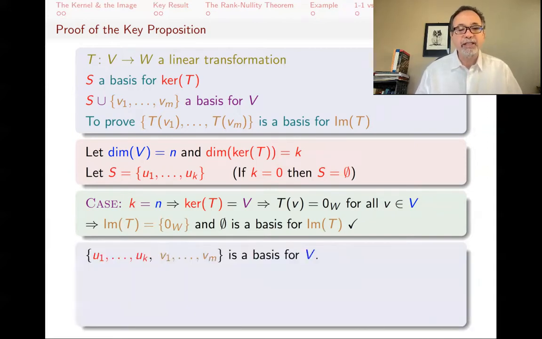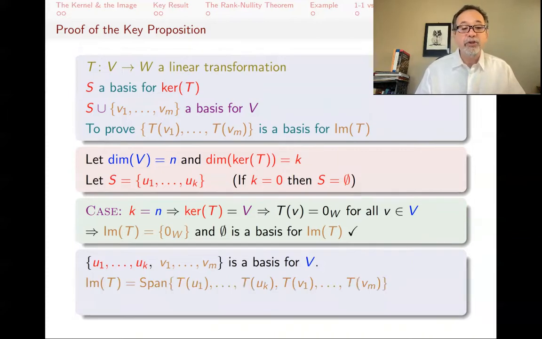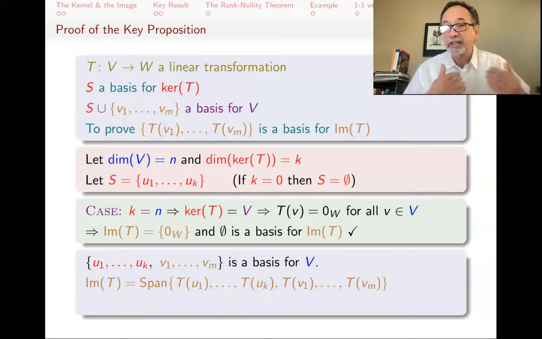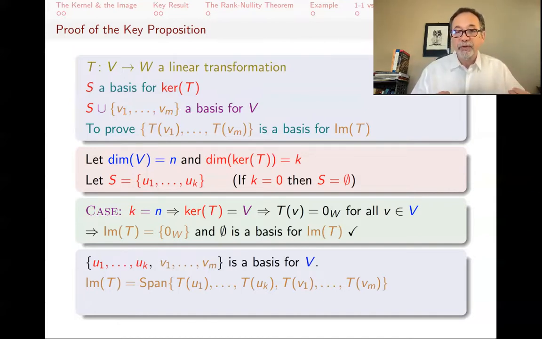Okay, so now for the general case, I have U1 through Uk and V1 through Vm together are a basis for V. The first ones, U1 through Uk, are a basis for the kernel, and then I added these in to get a basis for V. Now I know that if I have a basis for V and I apply T to them, I do get a spanning set. So the image of T is the span of this. This is a theorem that we proved in the video on span, that if you take a basis for the domain and send it over, you get a spanning set for the image. Not necessarily a basis though.